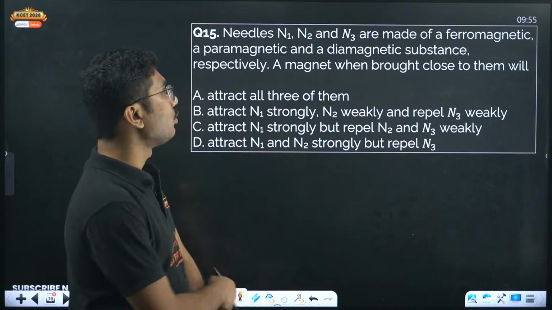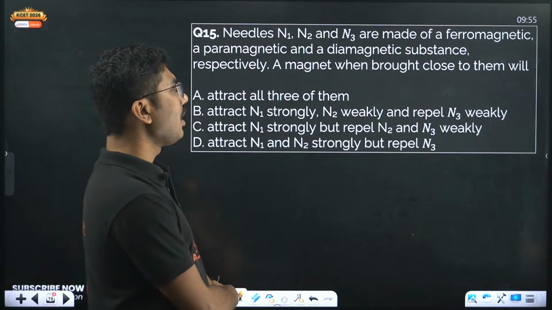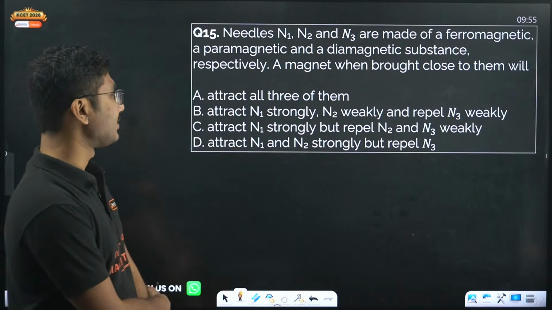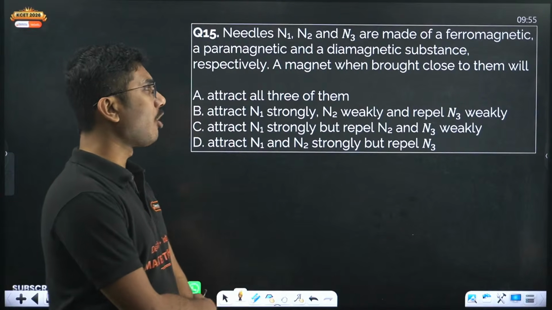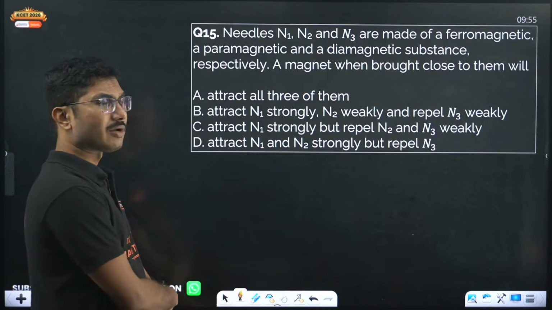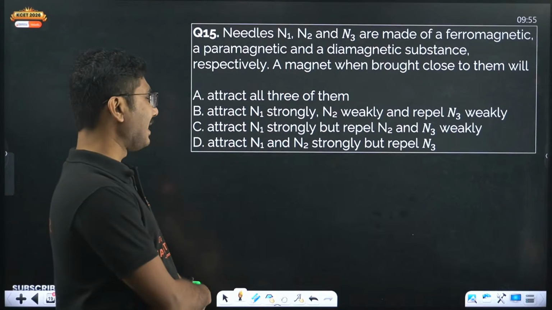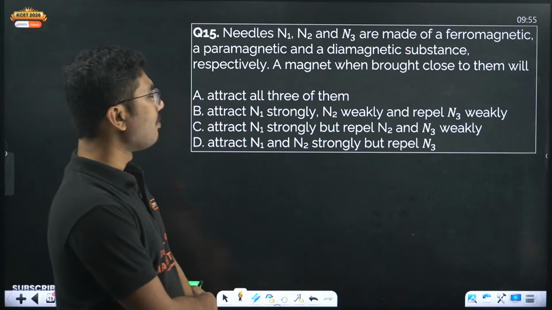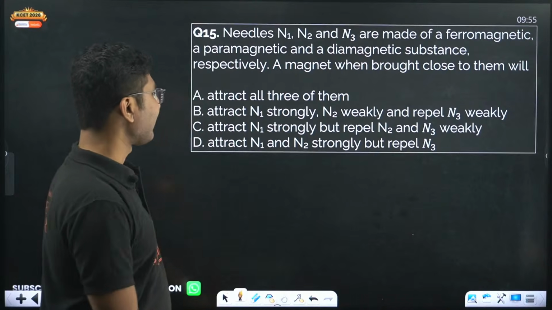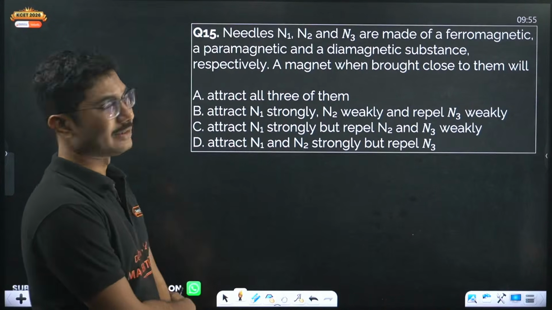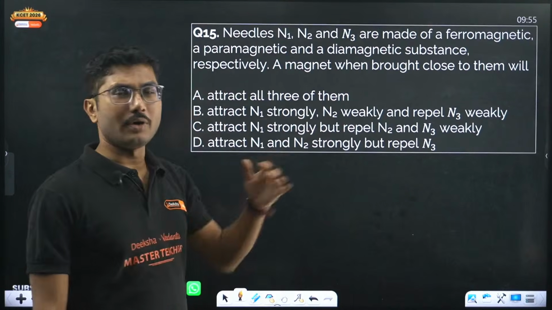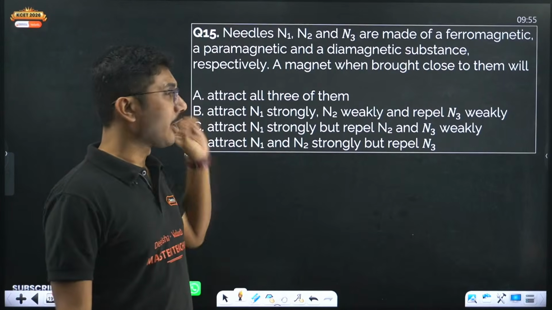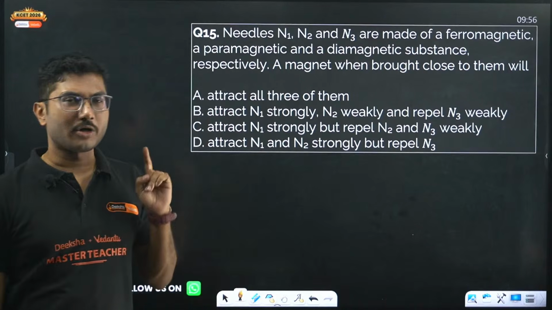Needles N1, N2 and N3 are made of a ferromagnetic, a paramagnetic and a diamagnetic substance respectively. The magnet, when brought close to them, will: attract all three of them; attract N1 strongly, N2 weakly and repel N3 weakly; attract N1 strongly but repel N2 and N3 weakly; attract N1 and N2 strongly but repel N3. Obviously here you don't even have to read the question deeply, you will be able to answer it if you understand the concept that one of them is paramagnet, one is ferromagnet, one is diamagnet.